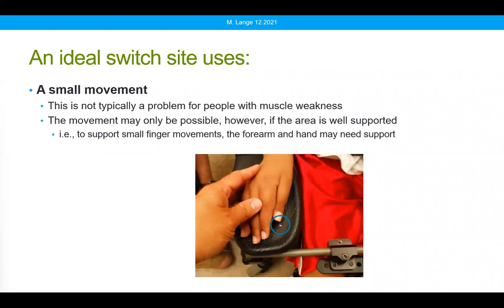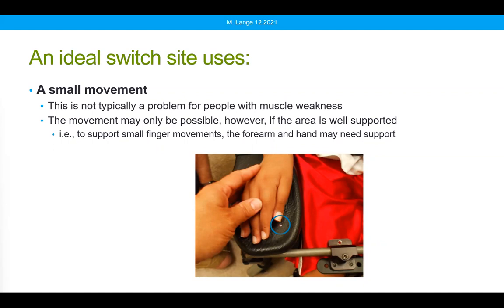Small movement. We want as small a movement as possible. Some of our clients use a huge movement to activate their switch. Usually someone with muscle weakness is going to use a small movement because that's really all they're able to exert. This movement, however, may only be possible if the area is well supported.